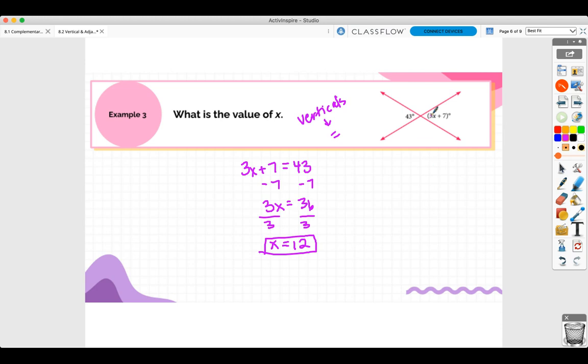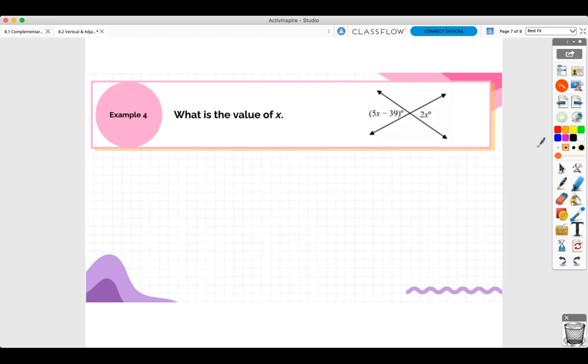And you could even check it out. Substitute it back in there. 3 times 12 plus 7. 36 plus 7 is 43, and that's what it should be. They should be congruent to each other. What is the value of x? Pause the video and do this one on your own.